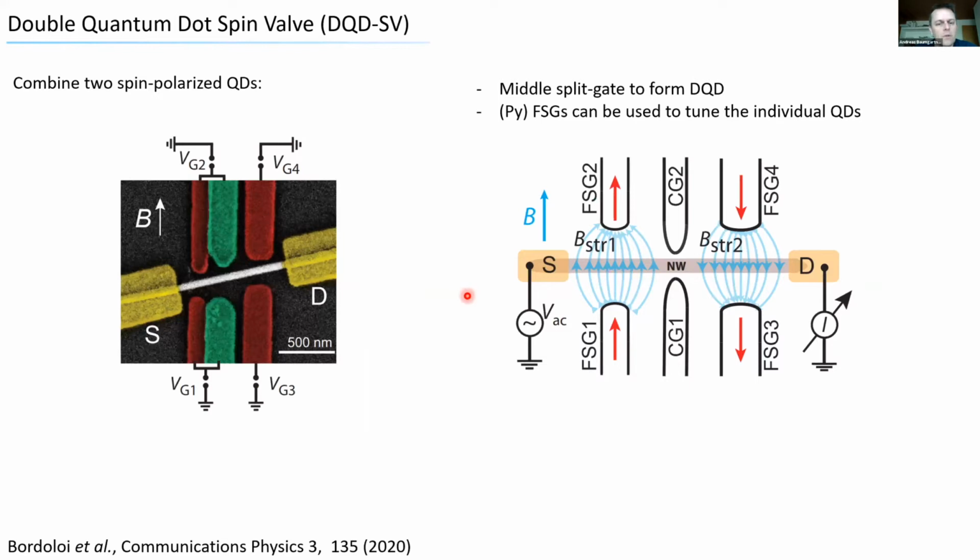Okay, so let's look at the experiment. Here is the device. We have an indium arsenide nanowire with a central gate that can be used to form a tunnel barrier. We have a quantum dot on one side and a quantum dot on the other side. And here we have these ferromagnetic split gates with two different widths, so that we have different switching fields. And over here is a schematic of the same thing.